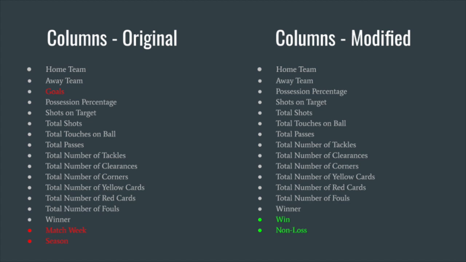On the left, we have the original features, and on the right, we have the features after our modification. The ones in red were either deleted or used for a different purpose, and the ones in green were added. Goals was taken out because if it were included, the machine learning algorithms would be 100% accurate, since it would know that if one team scored 3 goals and the other just 1, the first team would win. We wanted to just purely predict the results on stats other than the goals scored. The match week was taken out because it was not relevant and the season became the index. Win and non-loss became binary values to indicate either a win or non-loss of the home team. The rest of the data was left untouched.